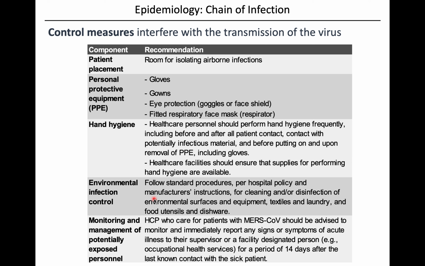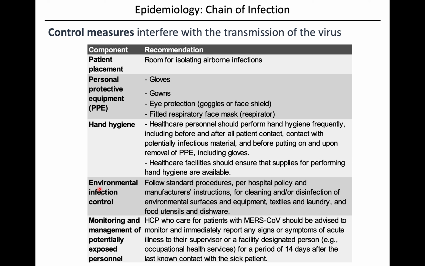Another important aspect of epidemiology would be, as I mentioned earlier, how to break the chain of infection, right? And we do that with control measures. So, we're all too familiar with some of these from learning about COVID-19, but quarantine, right? Patient placement, isolation, PPE, we all know what that term means these days, masks and gloves, etc. Personal hygiene, right? Hand washing, very important for many viruses to break that chain.